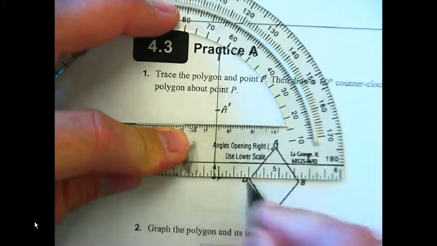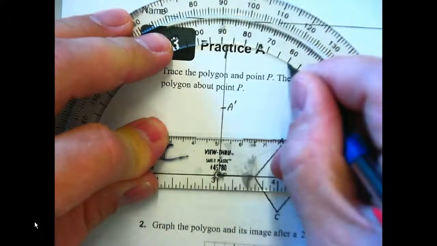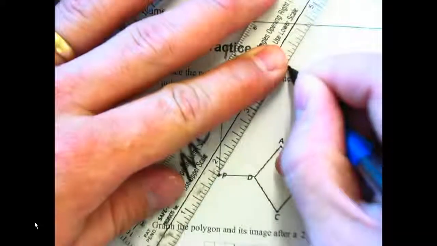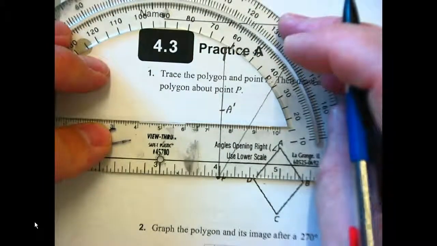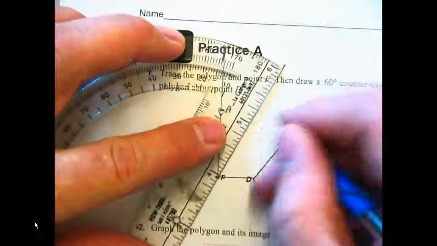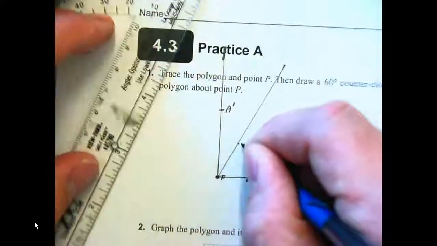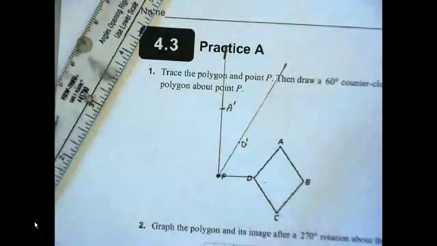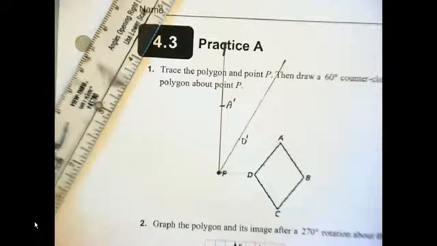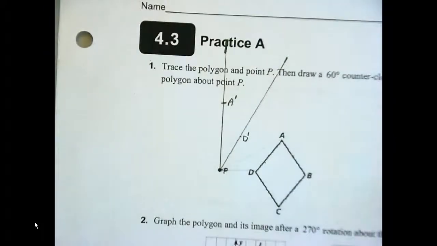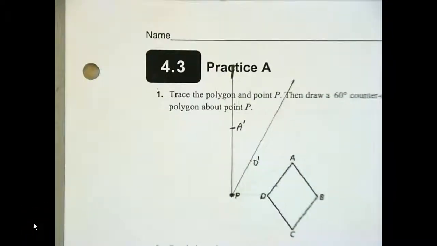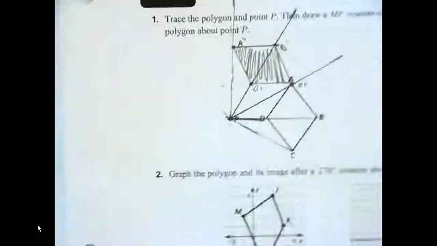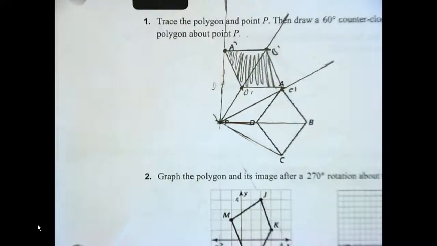Draw your line. Put your compass. Measure off 60. And then connect. Find the length. It's like 5/8 about. And that would be D prime. Okay, and then you continue it up there. That's what your end result should look like. Okay, about that.